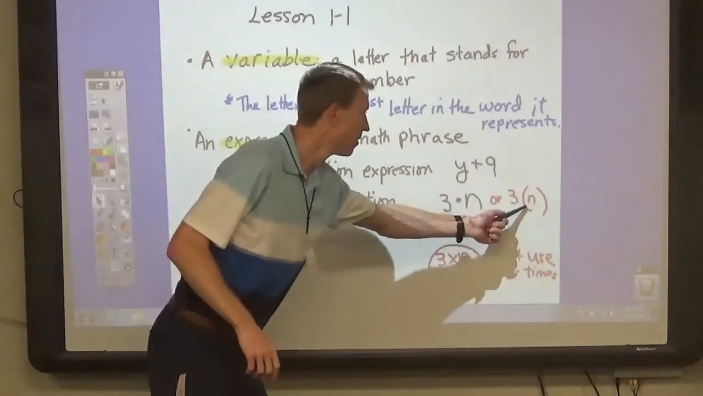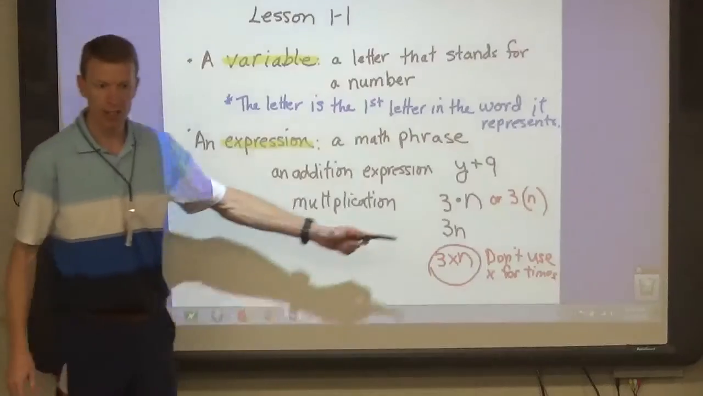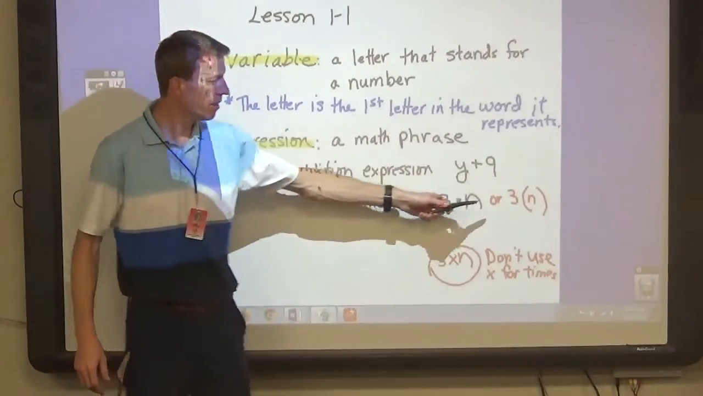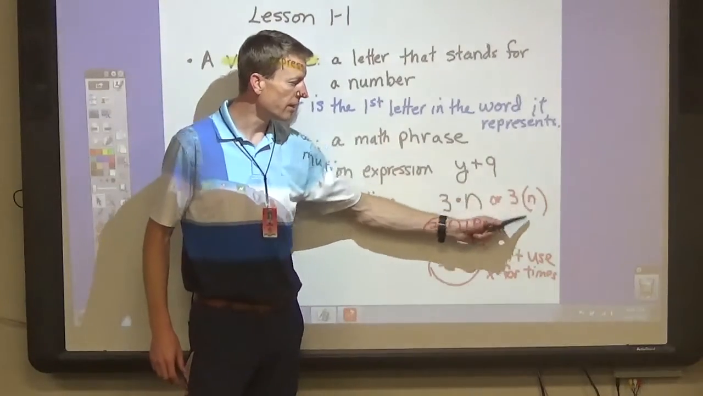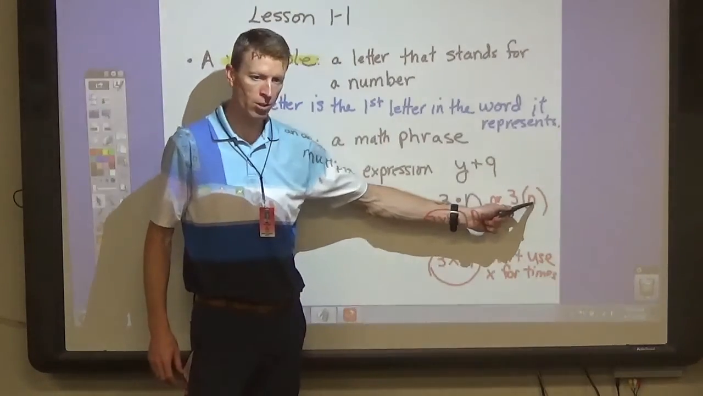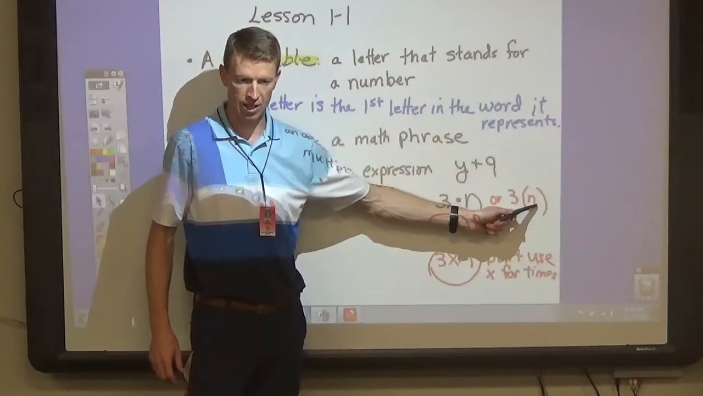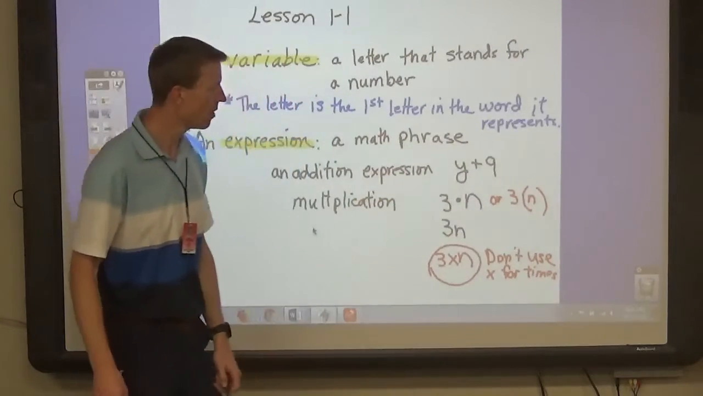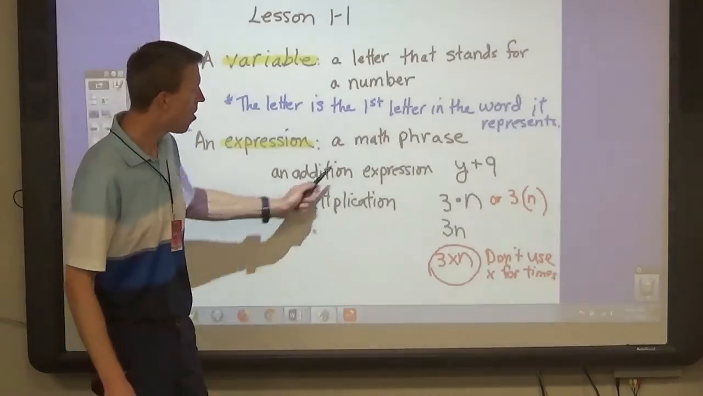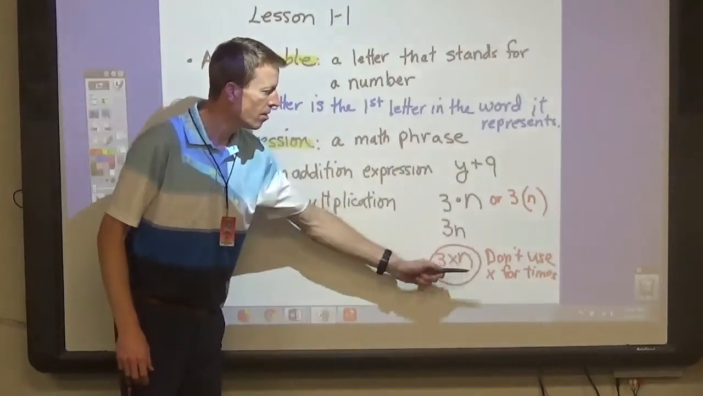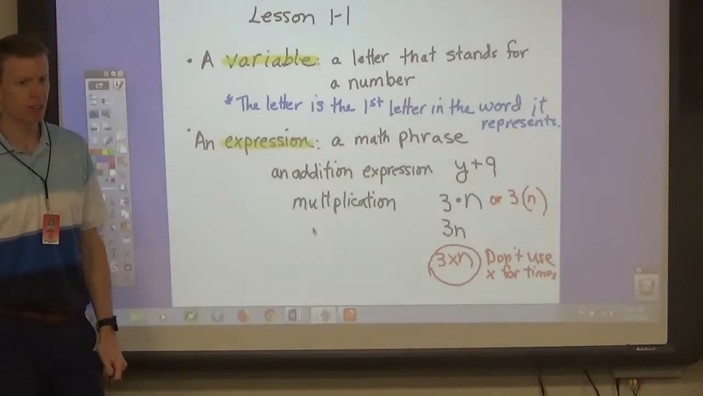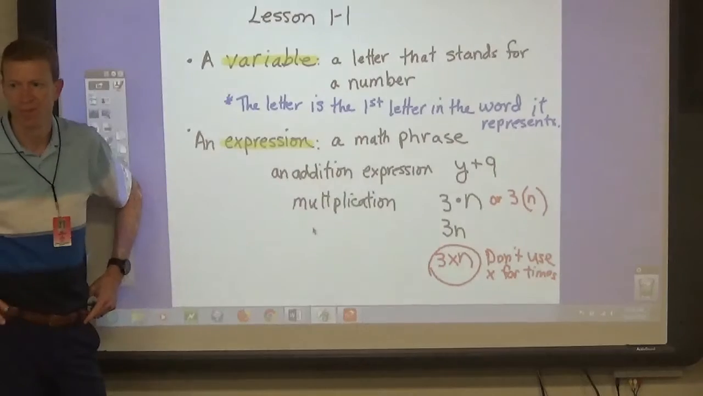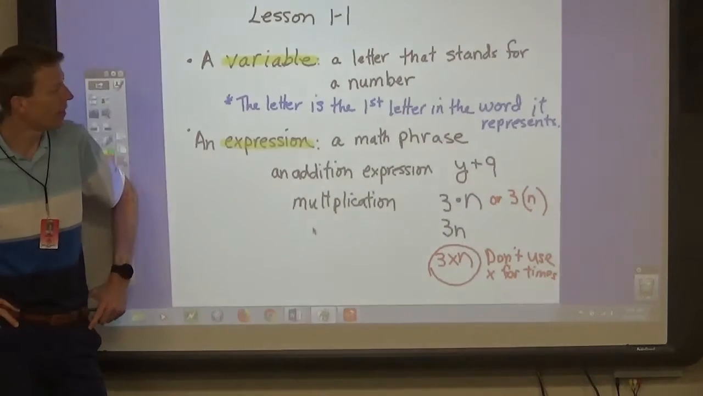Or even parentheses. Because what do parentheses mean? They also mean multiply. If you see a number next to parentheses, it should tell you to multiply the two. Okay? So you can write multiplication that way. Now, all of these are using variables. So what is a variable? A letter that stands for a number. Yep, it's a letter that stands for a number.